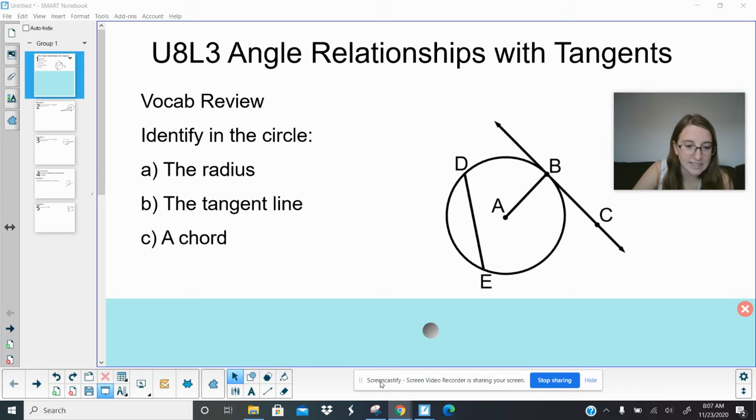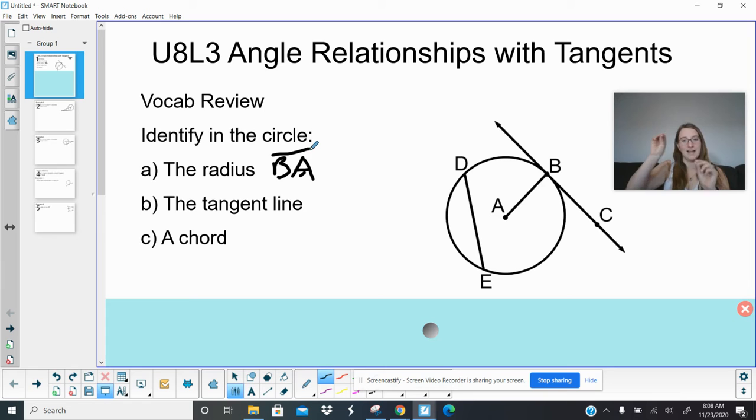Okay, so the radius is from the center of the circle to the outside. So this is BA. Radius, or AB, same thing. Center to the outside, that's the radius. Tangent touches. So this line touches the circle right here at B. So we can call this line BC. That is the tangent line. It touches the circle at one point.